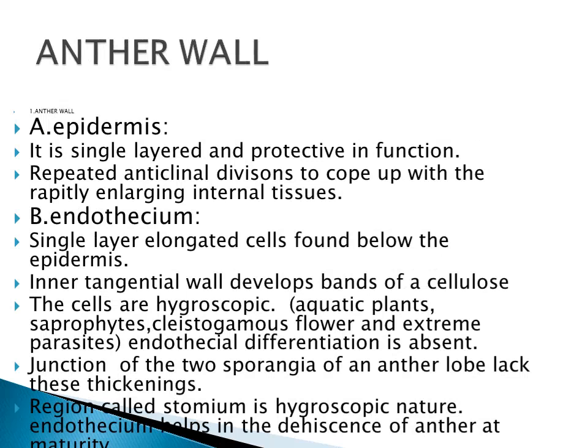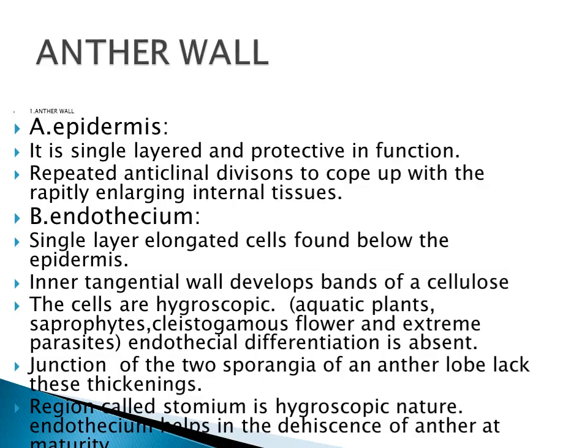Now the anther wall consists of many layers. The first layer is called the epidermis. It is the outermost layer. It is single layered and protective in function. Due to repeated anticlinal divisions, it forms the tissue that enlarges in the anther.